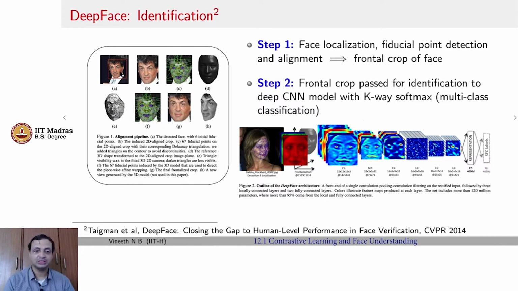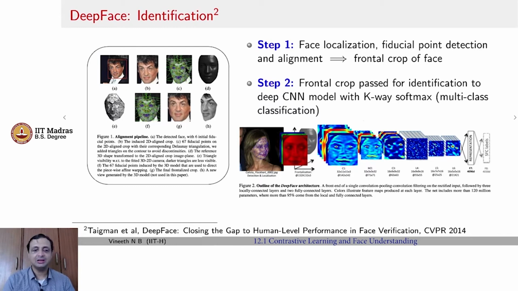Given the input image, the first step is to detect the face and crop out the face from the image. Then about 67 fiducial points are detected on the 2D crop and they are triangulated. These 67 fiducial points are different markers on the face, such as tip of the nose, corners of the eyes, corners of the lips, and so on and so forth. There are existing methods that can do that.